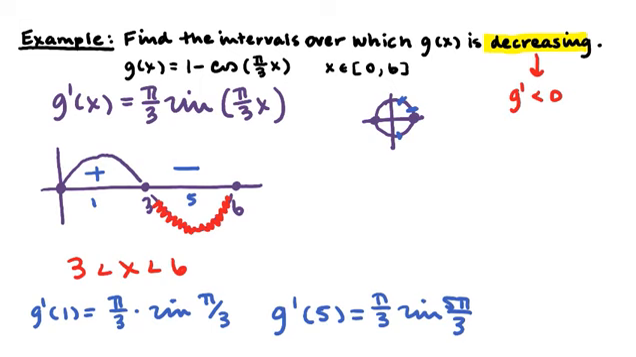If we're interested in where the derivative is negative, I did not do a good job of labeling my graph. That's g prime, the derivative of the function g. If we're interested in where g prime is negative, where g is decreasing, that's going to be between 3 and 6.